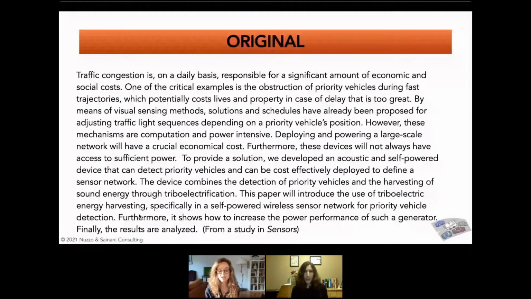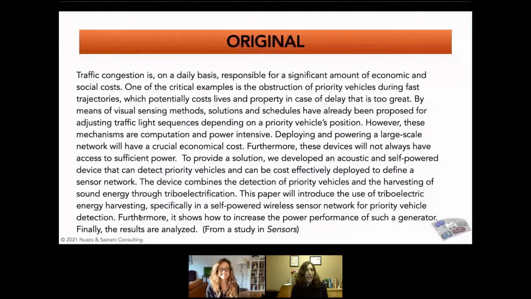To provide a solution, we developed an acoustic and self-powered device that can detect priority vehicles and can be cost-effectively deployed to define a sensor network. The device combines the detection of priority vehicles and the harvesting of sound energy through triboelectrification. This paper will introduce the use of triboelectric energy harvesting, specifically in a self-powered wireless sensor network for priority vehicle detection. Furthermore, it shows how to increase the power performance of such a generator. Finally, the results are analyzed. All right, what do you think?